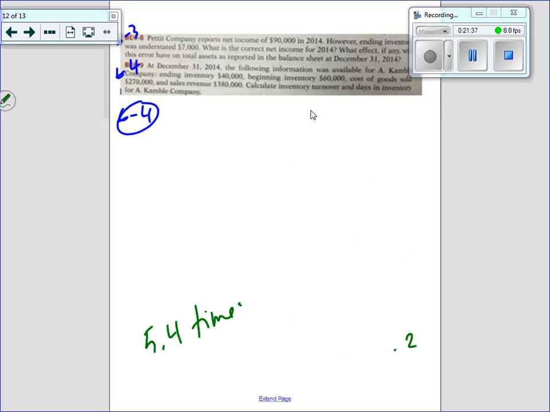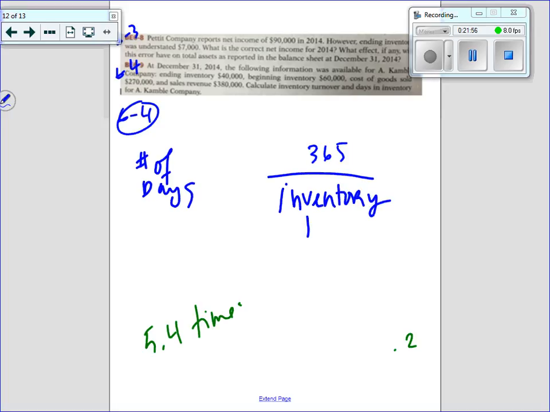Now we're going to do number of days. Number of days takes 365 divided by the inventory turnover. So in this case, 365 divided by 5.4 is what? I had 67.6 days. So close to every 2 months, versus Walmart about every 40 days, or just beyond a month.